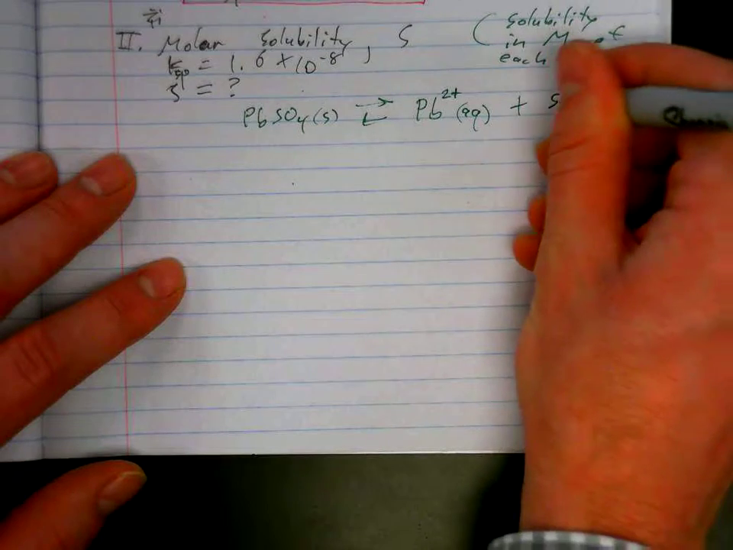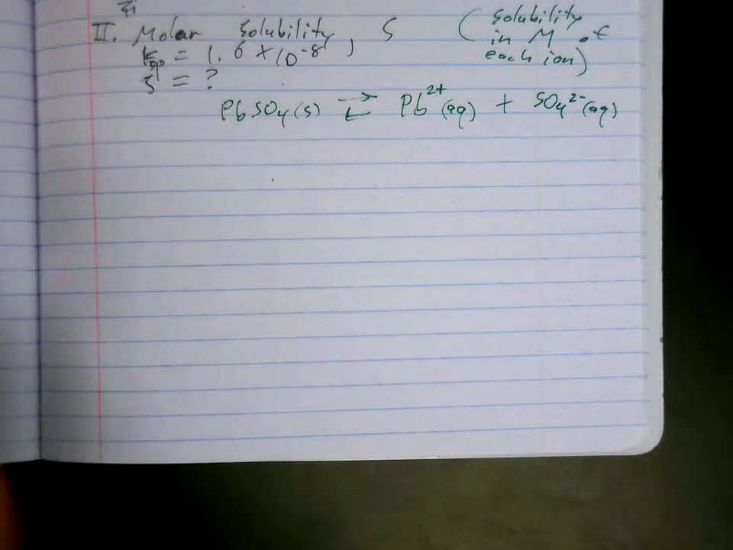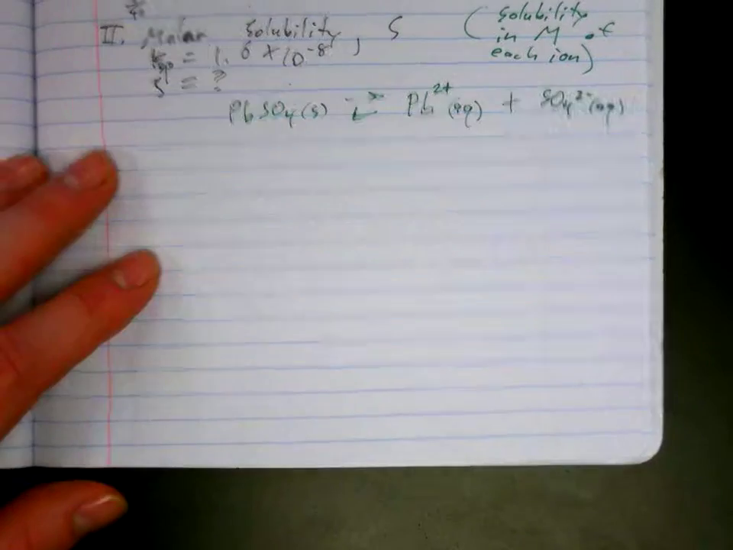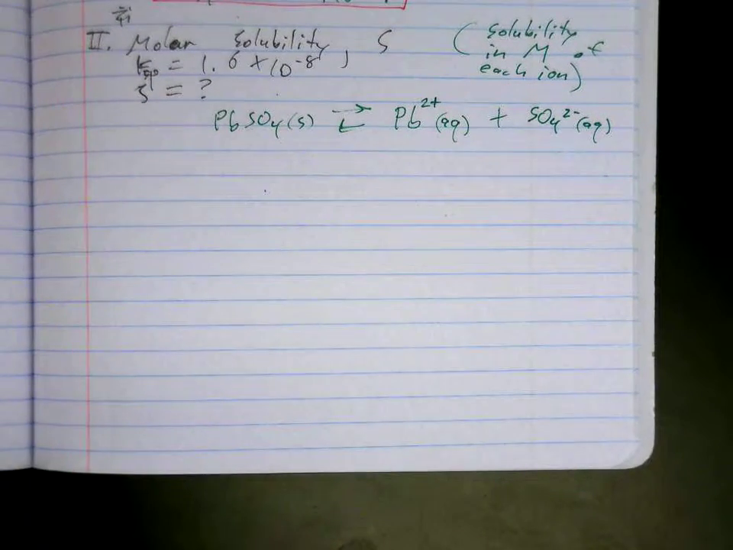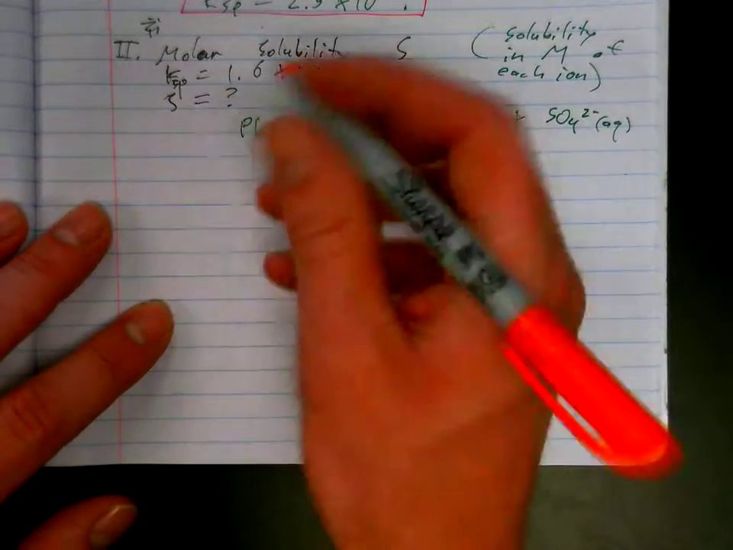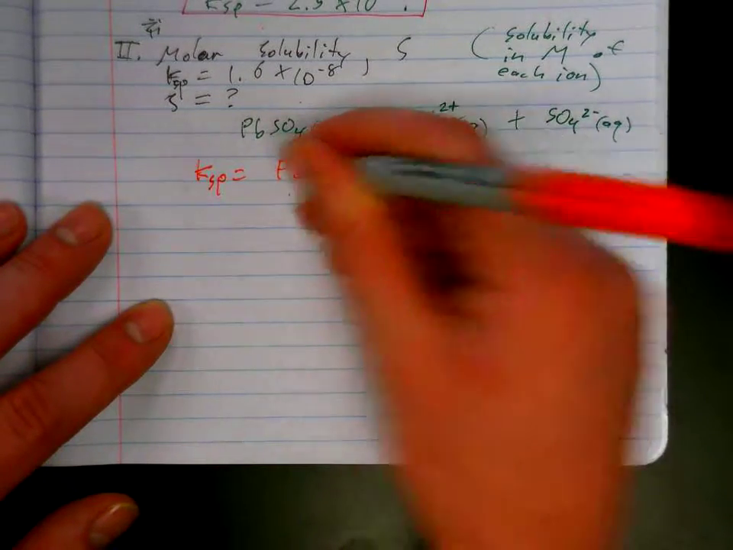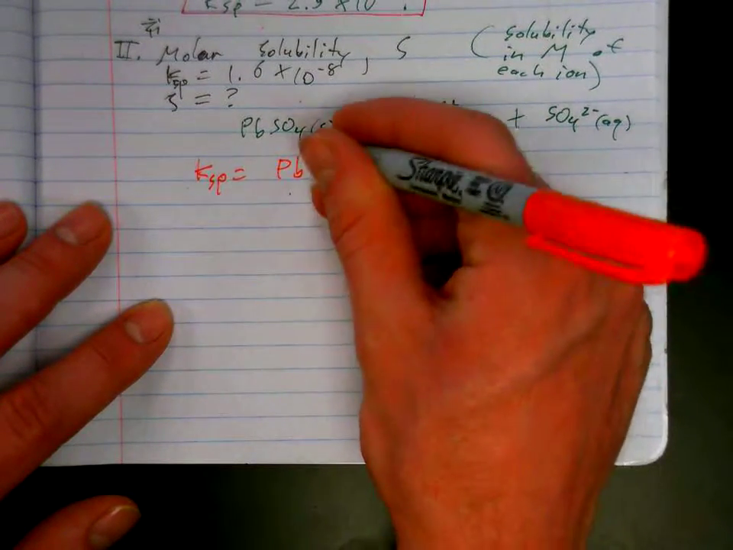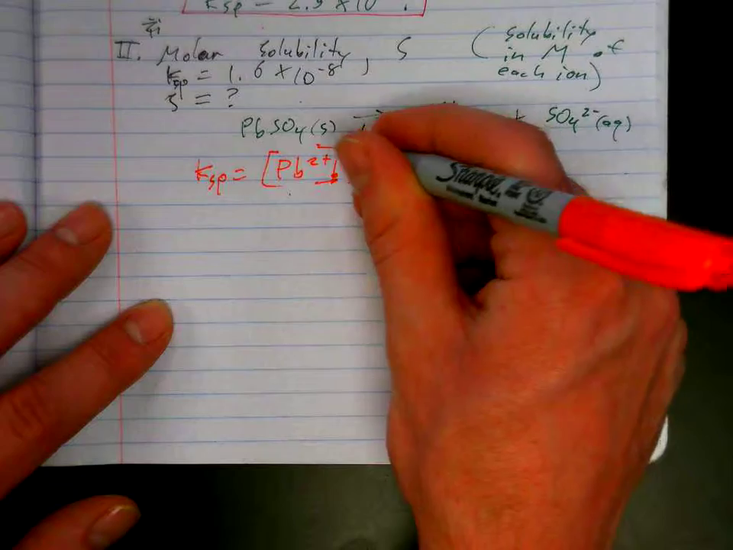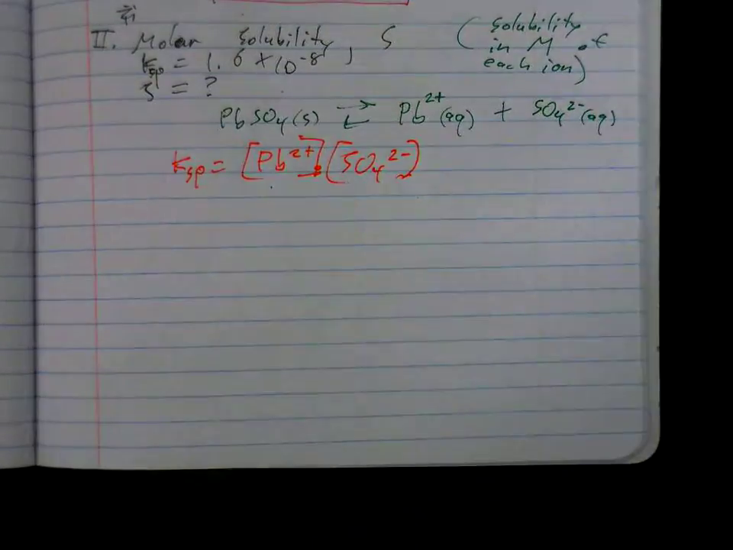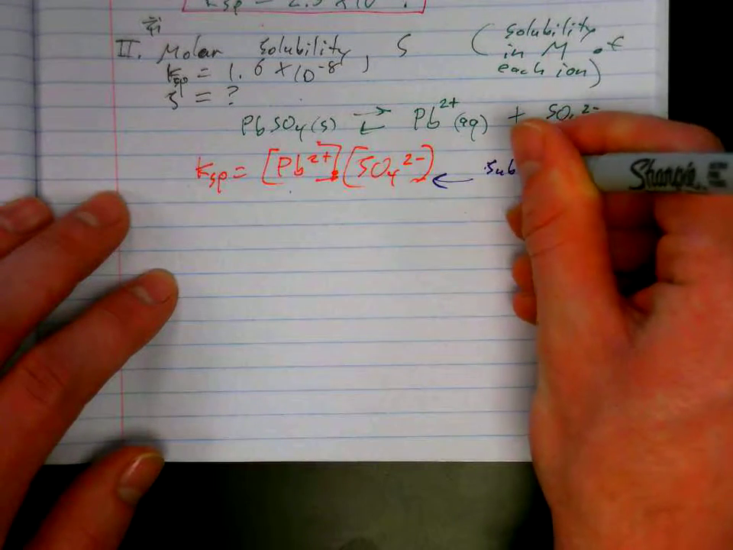So now that we have this expression, we can just go on to write the solubility product expression. So we have Ksp is Pb2+ times sulfate. So to find now the molar solubility, we're just going to substitute S for molar solubility into each of the concentrations.